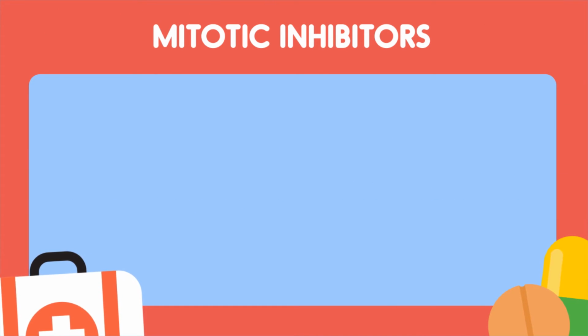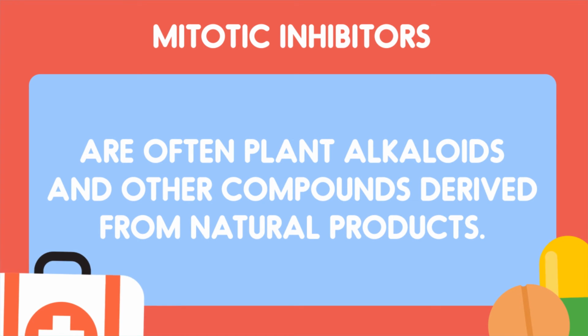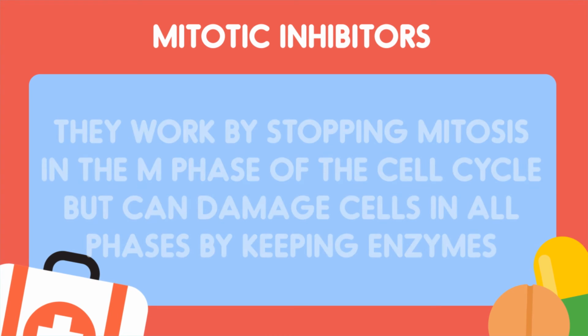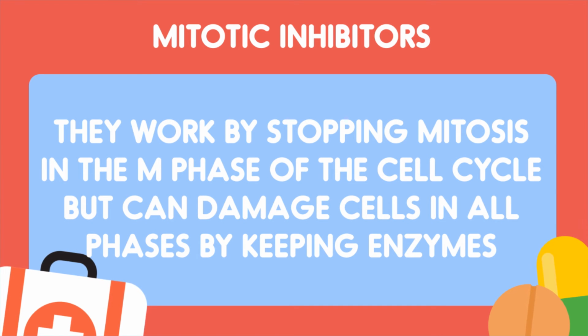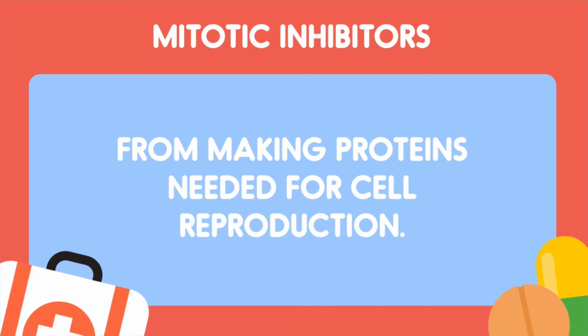Mitotic inhibitors are often plant alkaloids and other compounds derived from natural products. They work by stopping mitosis in the M phase of the cell cycle, but can damage cells in all phases by keeping enzymes from making proteins needed for cell reproduction.